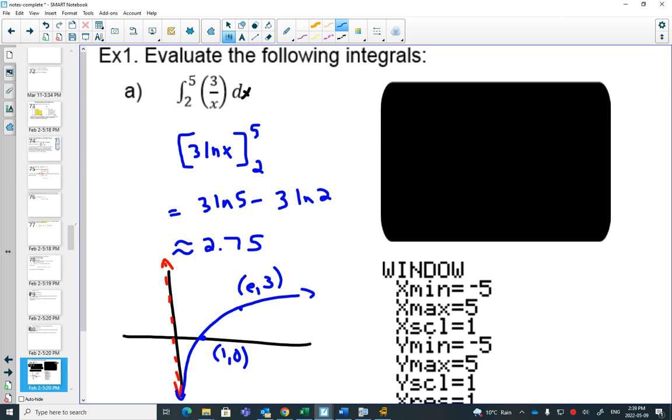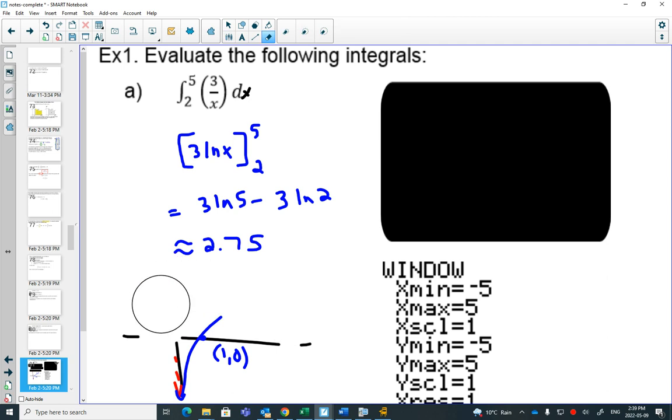This is the graph. Oh, sorry. I drew the wrong graph.